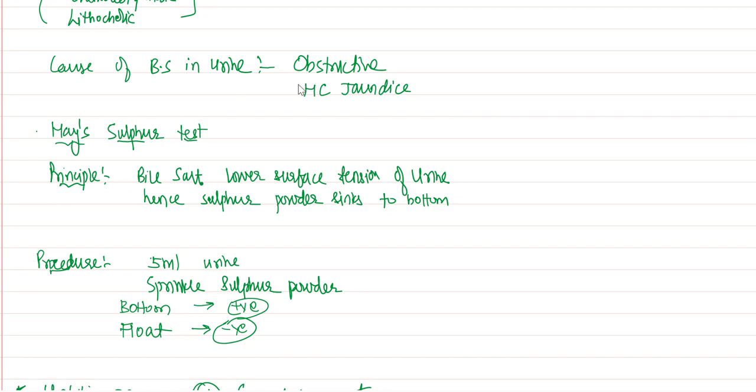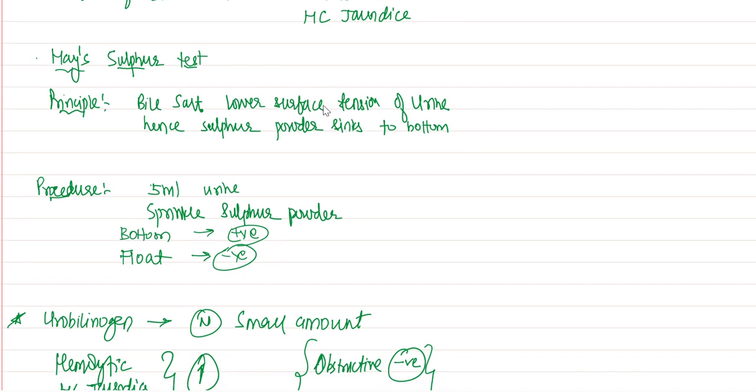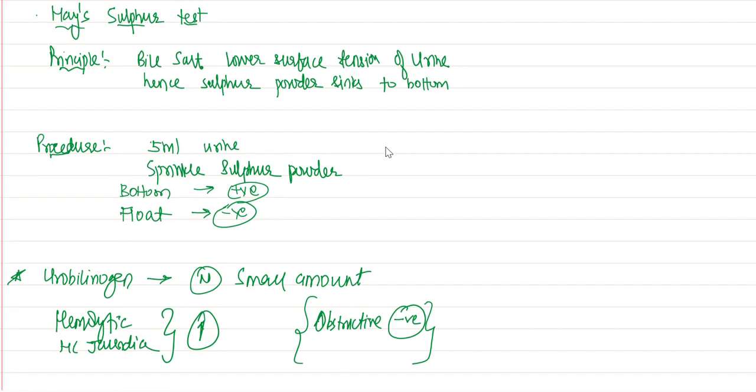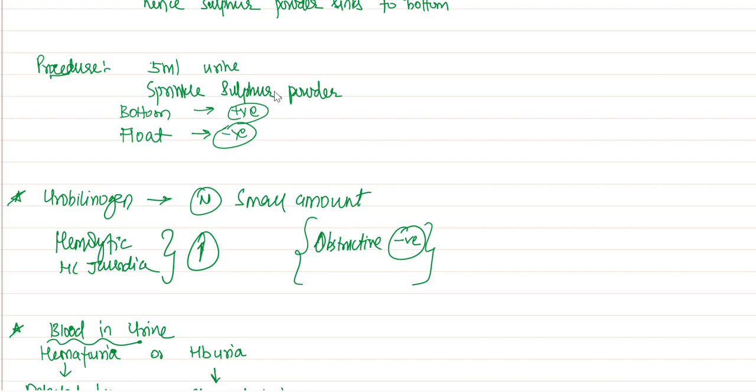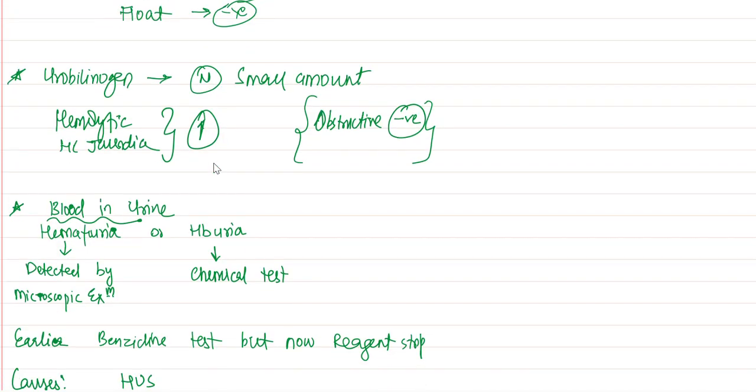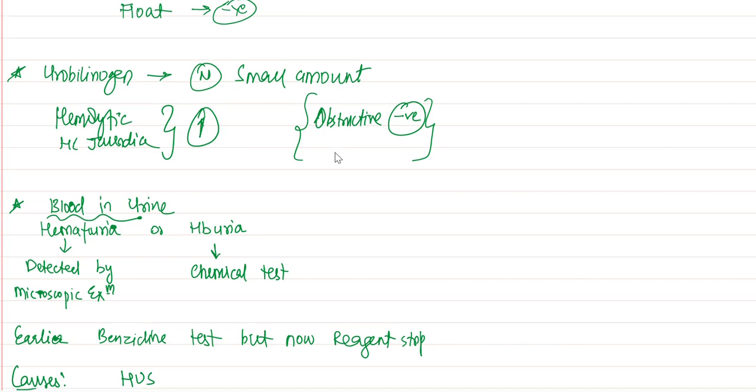Causes of bile salt in urine may be due to obstructive or hepatocellular jaundice. For that, the test is Hay's sulfur flower test. Principle is bile salt lowers the surface tension of urine and sulfur powder sinks to the bottom. Normally it does not sink to the bottom. So procedure is 5 ml of urine, sprinkle the sulfur powder. If it sinks to the bottom, the test is positive. If it floats, the test is negative. For urobilinogen, a normal small amount is present but increased in hemolytic and hepatocellular jaundice and negative in obstructive jaundice.